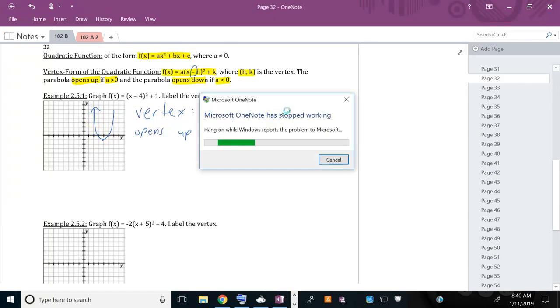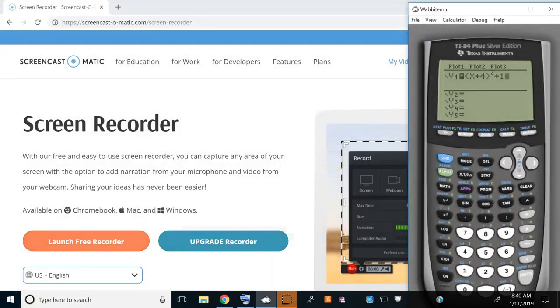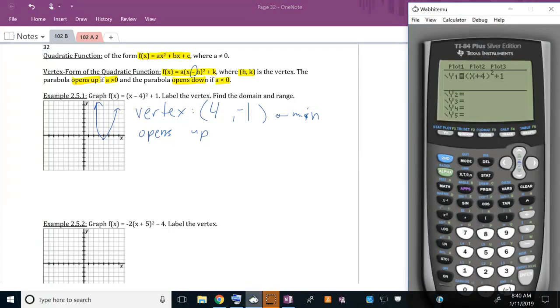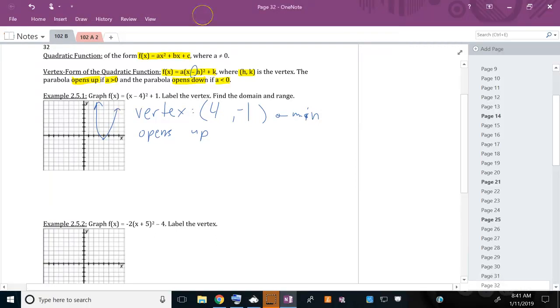And that means my vertex, coming back, so again, since it opens up, that means my vertex is the minimum, it's the smallest point. Now we can also use our calculator to help graph and check. So if I type in that function, x minus 4, quantity squared plus 1, and then let's hit graph. Oops, I'm adding 1. I thought I was subtracting 1. There we go. This should be a plus 1, in which case we do start here.